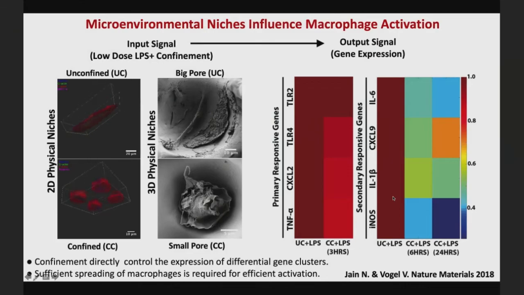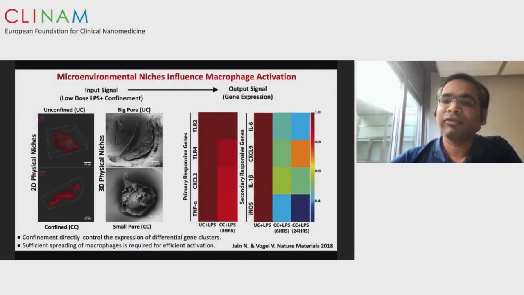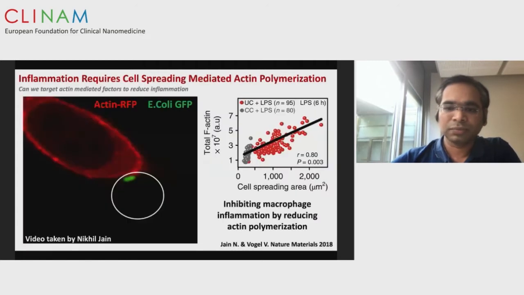And as I said, this cluster of genes is important for prolonging the process of inflammation, suggesting first that spreading of macrophages is required for efficient activation, and second that if we inhibit macrophage spreading, or confine these macrophages, we can very nicely tune the expression of differential gene clusters. With this observation, the idea was: since we can tune the activation by tuning the confinement of macrophages, can we find new molecular mechanisms? And indeed, we were able to.